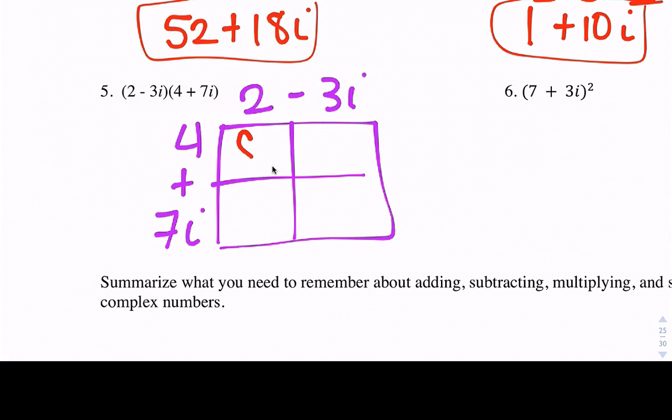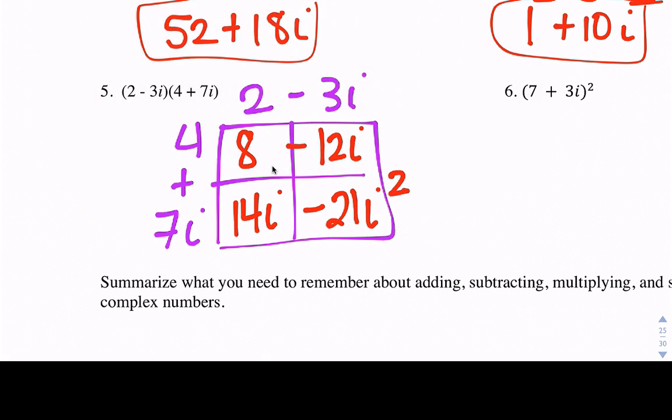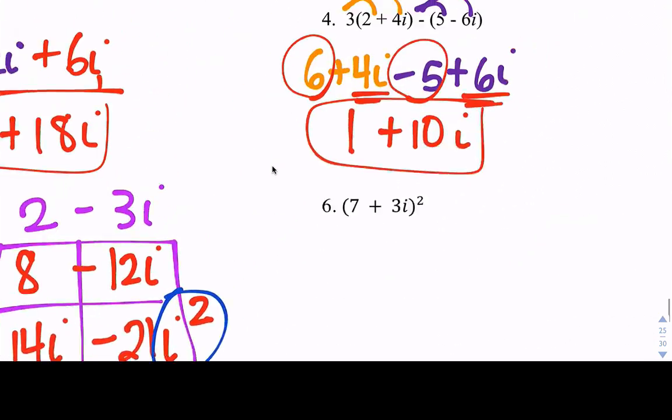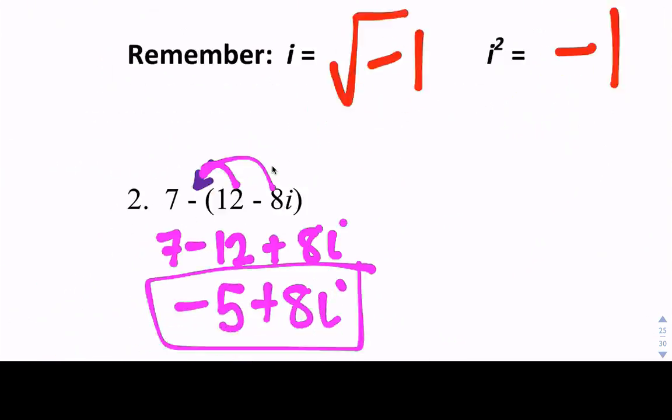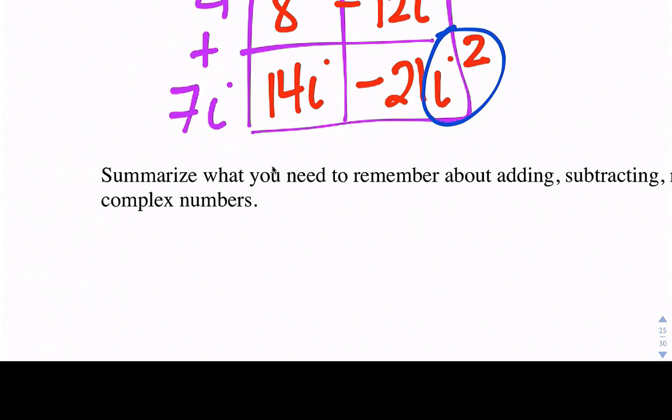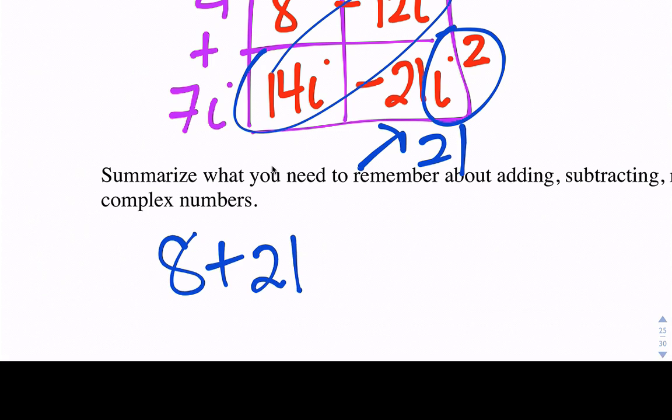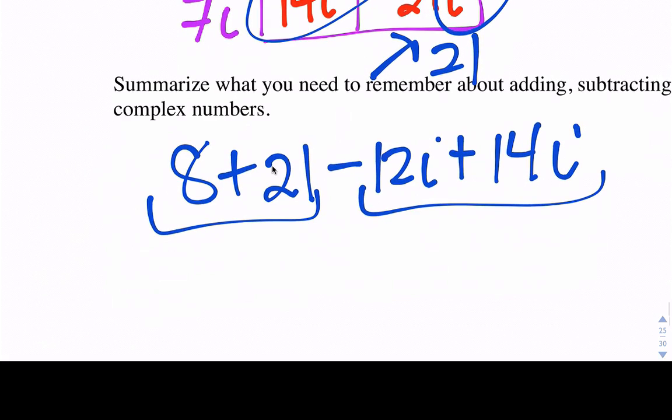So 4 times 2 is 8. 4 times negative 3i is negative 12i. 2 times 7i is 14i. And negative 3 times 7 is negative 21i squared. Now the only difference with this type of problem is when you see an i squared, remember i squared equals negative 1. So when I write this out, we'll have 8. This right here is negative 21 times negative 1, so this is 21. So plus 21 minus 12i plus 14i. So I'm going to add together the real part and the imaginary part. So we'll get 29 plus 2i.